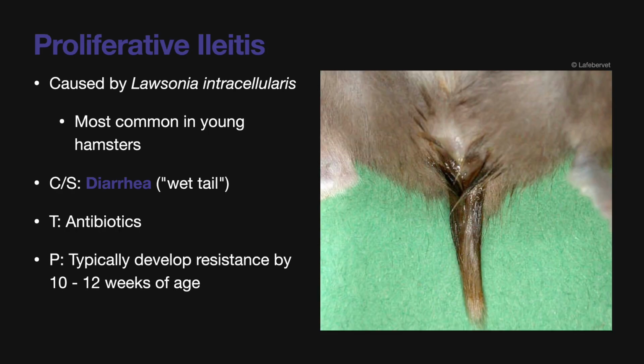Proliferative ileitis is caused by Lawsonia intracellularis. This condition is most common in young hamsters. The major clinical sign is diarrhea, which is sometimes referred to as wet tail. Treatment involves antibiotics, and prevention is typically not necessary, as most hamsters will develop resistance to this pathogen by around 10 to 12 weeks of age.